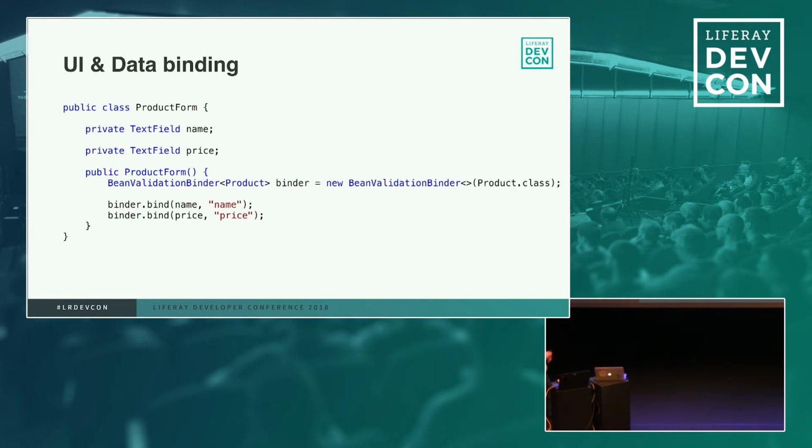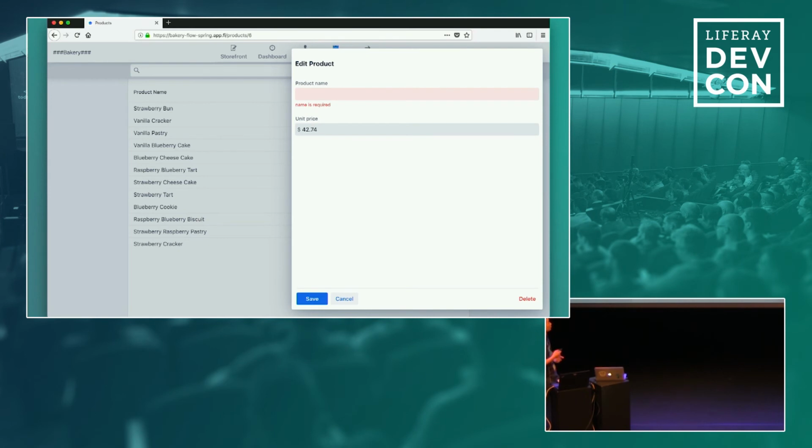Also, you can change the simple binder to our bean validation binder. The benefit of this bean validation binder is that bean validation will work out of the box. So on the UI, if you remove the product name, you will get a validation error. You don't have to set up anything anymore. Everything will just work out of the box. So that's about this form.